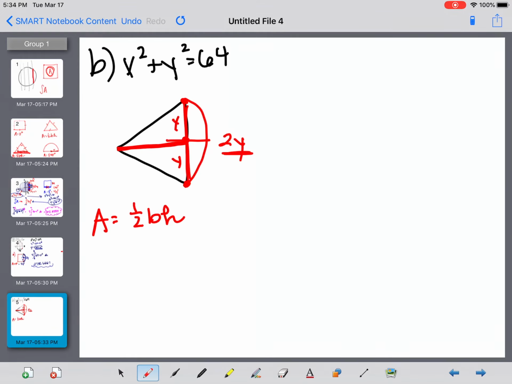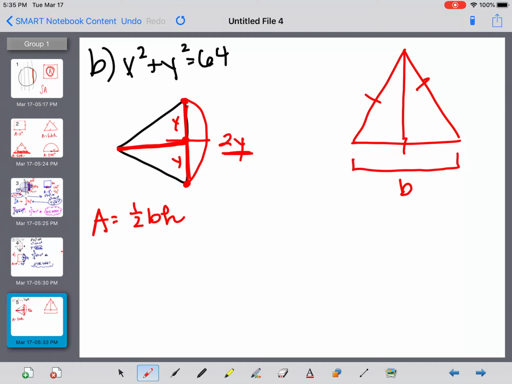Now, equilateral triangles are very tricky. Remember, this is what an equilateral triangle looks like. All three sides are congruent, where this piece down here is your base, and this piece right here is your height. Now, an equilateral triangle is a 60-60-60 triangle. When you draw the height here, not only do you bisect the base, but you also create two 30-60-90 triangles.